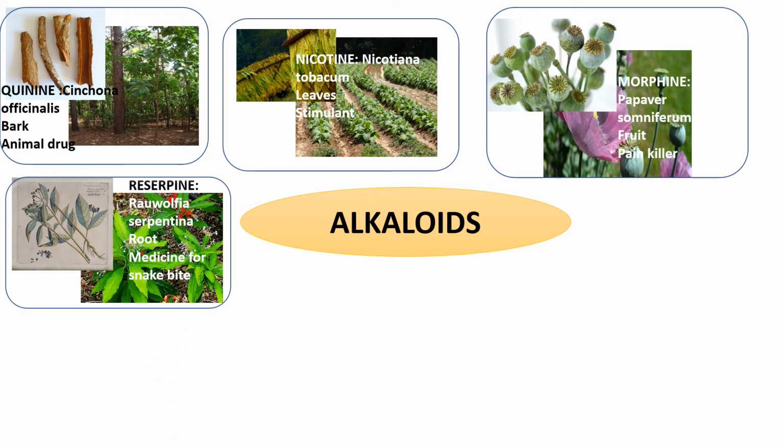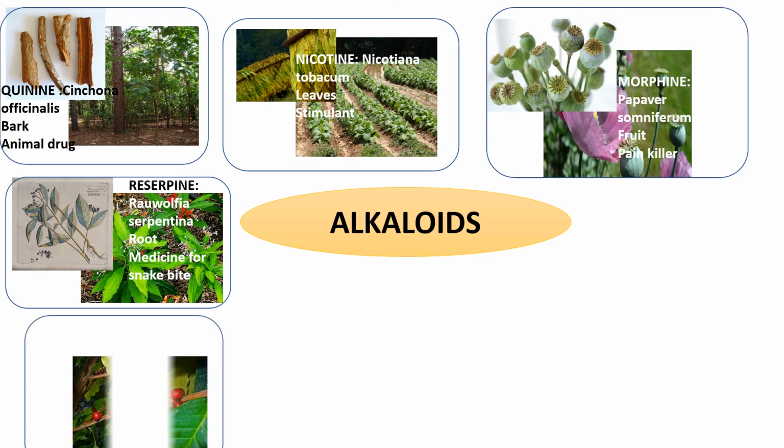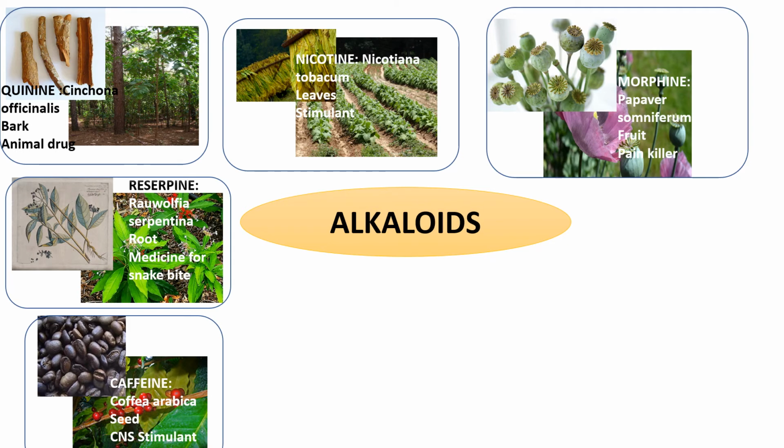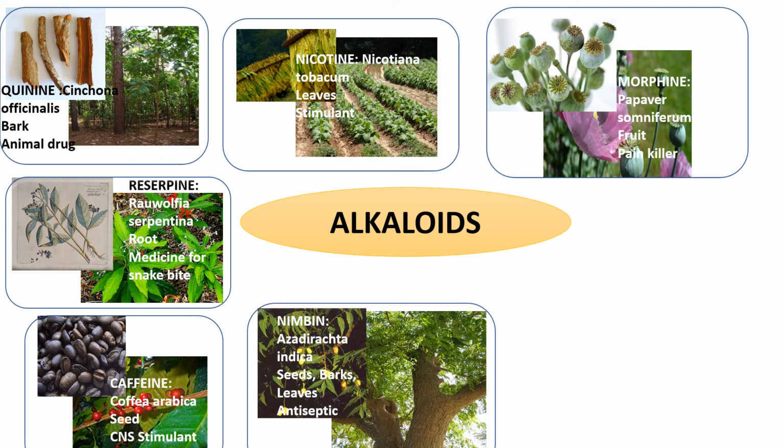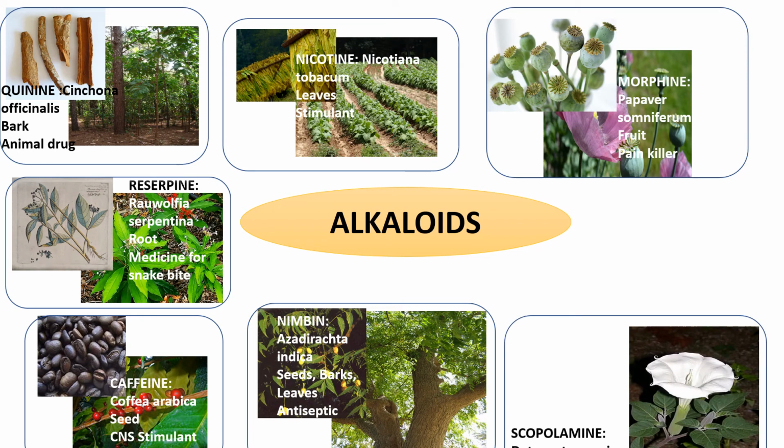Reserpine. Scientific name is Rauwolfia serpentina. Useful part is root and it is used as medicine for snake bite and BP. Caffeine. Coffea arabica. Seeds are the useful part and it is a stimulant for the central nervous system. Nimbin. Azadirachta indica. Useful parts are seeds, bark, leaves. It is used as an antiseptic.